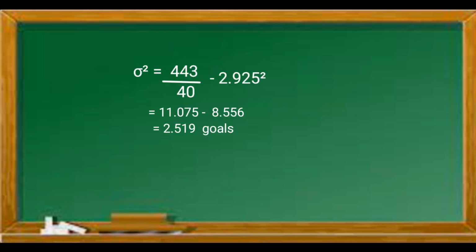And we get 443. So we divide that by the number of data, which is 40, minus the mean squared, which is 2.925 squared. And we will get 2.519 goals. And the standard deviation is the square root of 2.519, which is 1.587 goals.